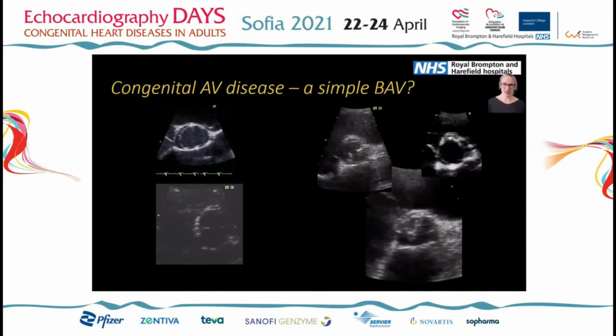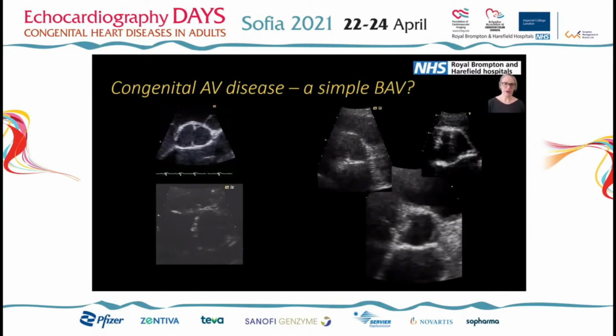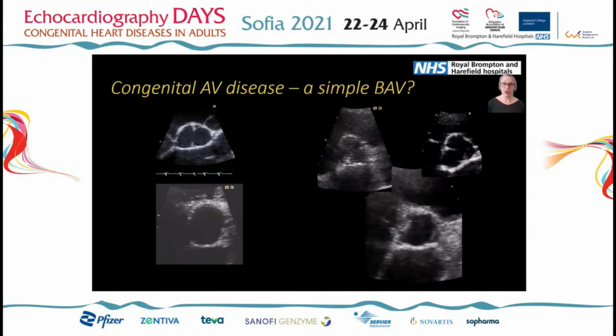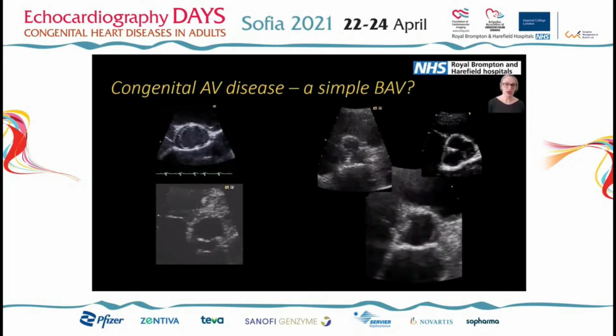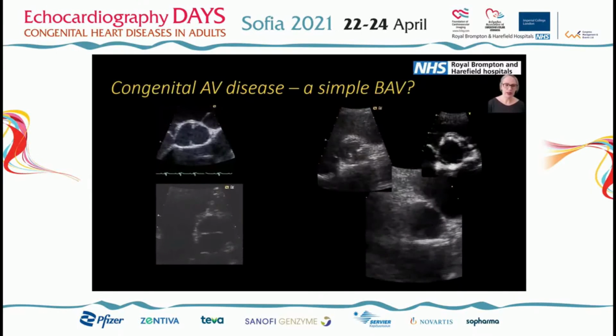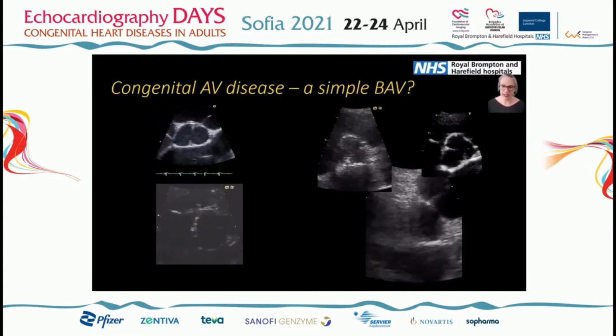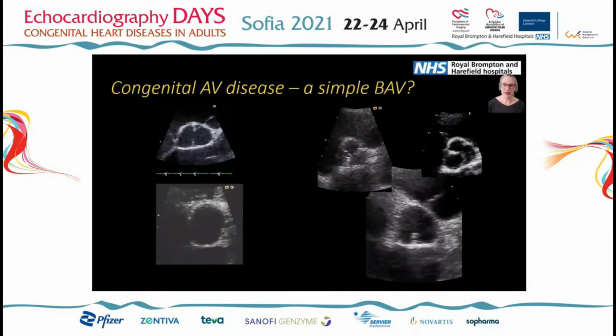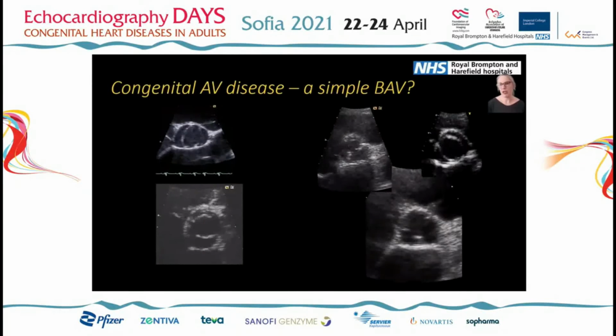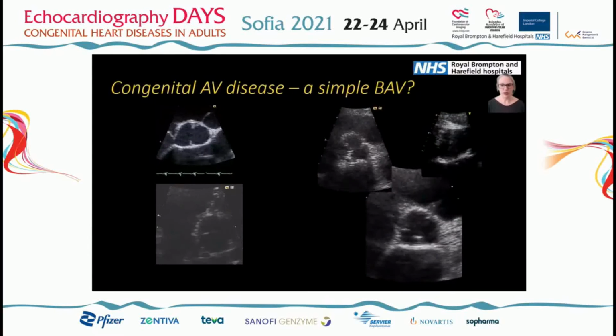But it isn't such a thing as a simple bicuspid aortic valve. So on the left, we have what we call true bicuspid valves. There are only 2 sinuses and 2 clearly defined leaflets with no raphe. And then we have the functional bicuspid aortic valves on the right, where there are various combinations of fusion of 2 of the leaflets.